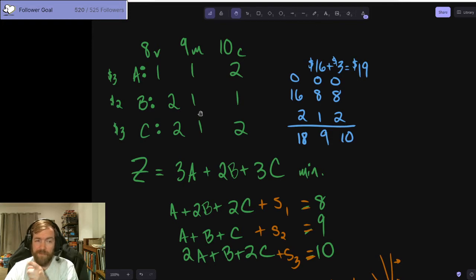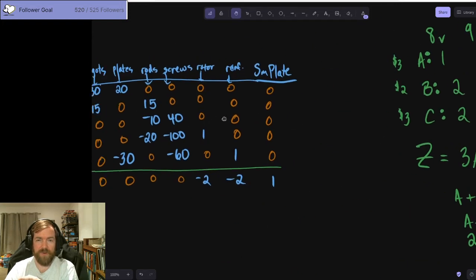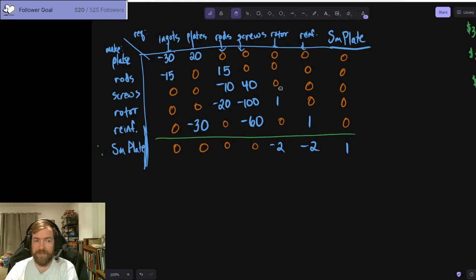So, if we apply the same thinking to our actual satisfactory problem, this is in 5 dimensions, so it is going to be bigger. Our objective function is going to be to maximize the amount of smart plate we can get. And we're going to use these conditions here to tell us what we're going to have.